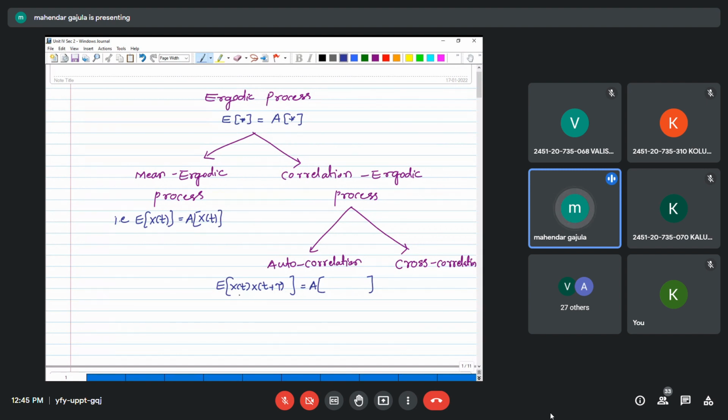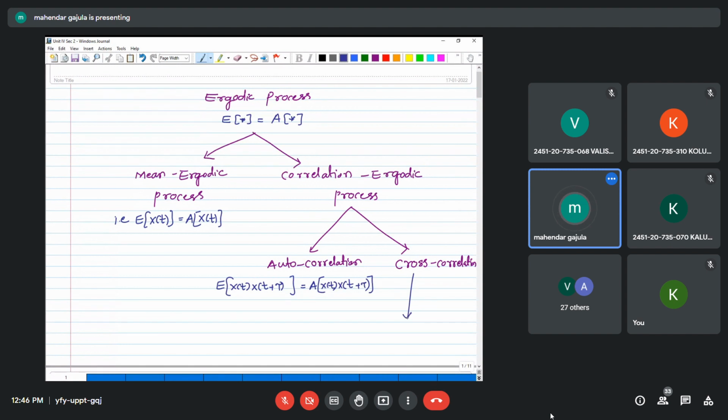Okay, this is the expectation of x(t) x(t plus tau). This is the ensemble average. A is the time average. So when the ensemble average of x(t) x(t plus tau) and the time average of x(t) x(t plus tau) are equal, we call that an autocorrelation ergodic process.